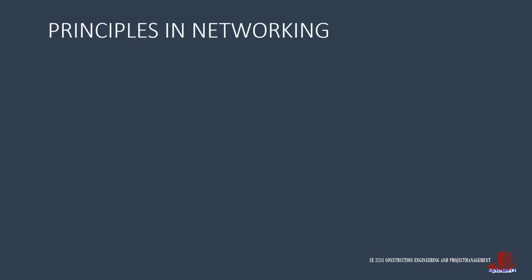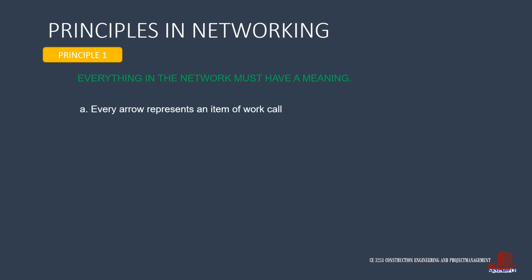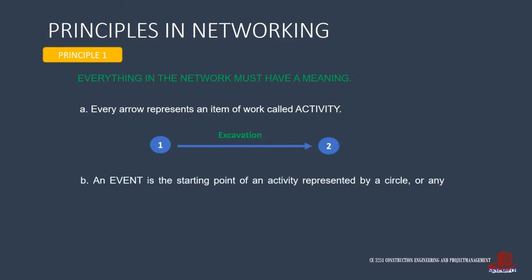There are different principles of networking. First, every part of the network has a meaning. The arrows in the network stand for the activities, and the nodes are the events, such as completion of excavation. The node is shown in a circle, but the designer can use any geometrical structure for it.